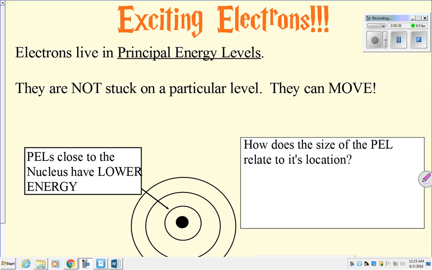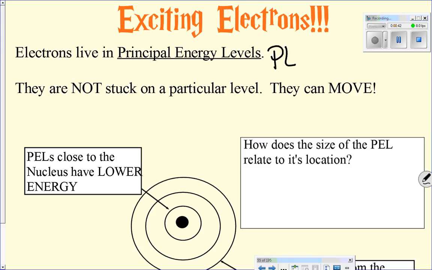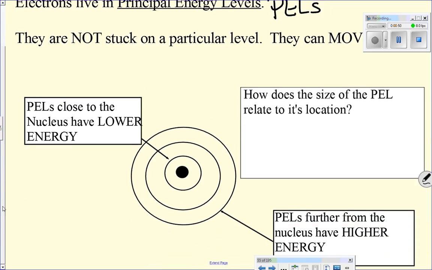So electrons live in what we call principal energy levels, remember. So I'm going to continually abbreviate that. PELs is a lot shorter and a lot easier. They're not stuck in a particular PEL. They're able to move. They're moving actually all the time. So remember, keep in mind, PELs that are closer to the nucleus have lower energy. PELs that are further from the nucleus have higher energy.